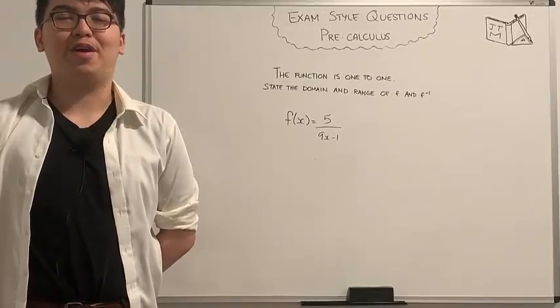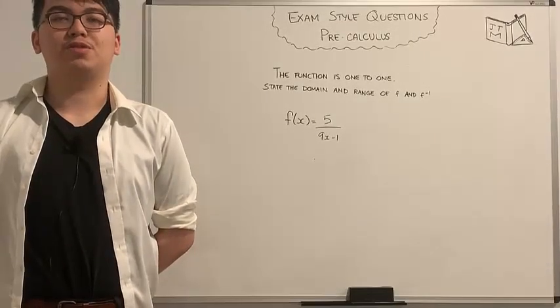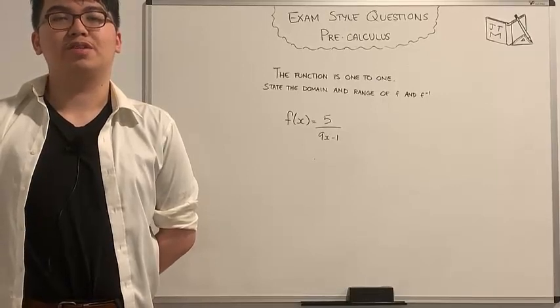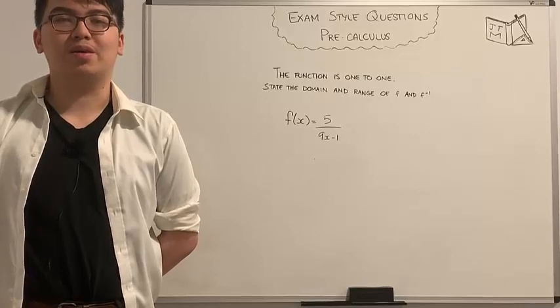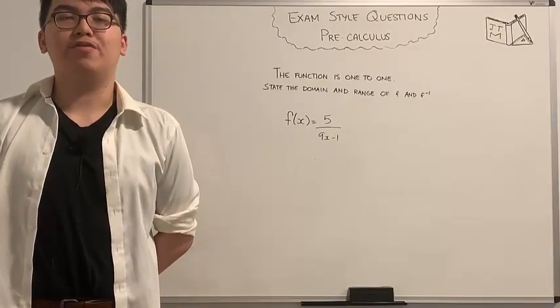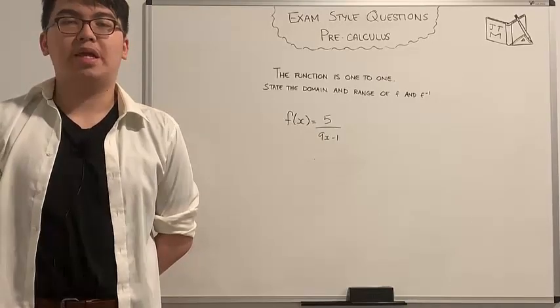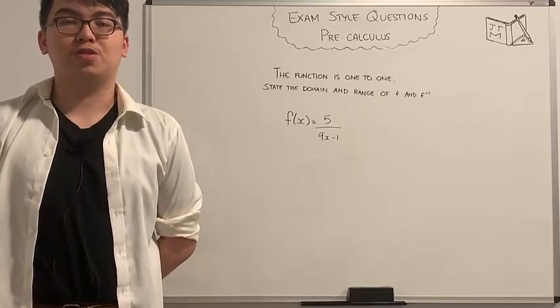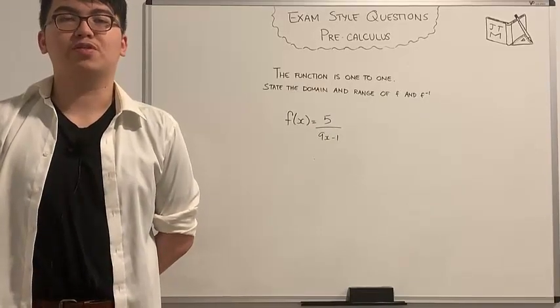One-to-one function here, and we're going to state the domain and range of it and its inverse. And the function is f of x equals 5 over 9x minus 1. Currently, this is a one-to-one function, meaning that its inverse is going to have the domain and range flipped, meaning that the domain of this original function will be the range of the inverse function, and vice versa.